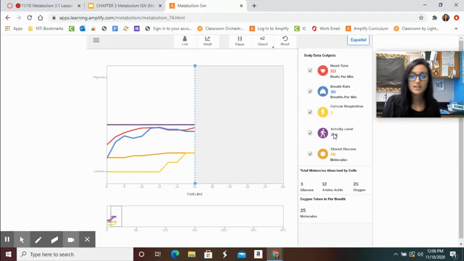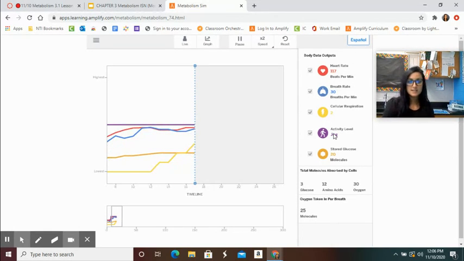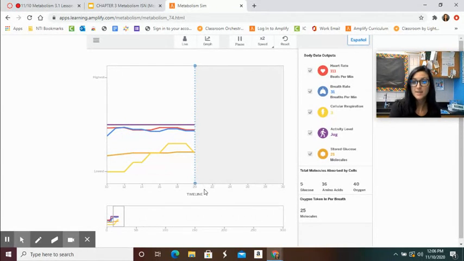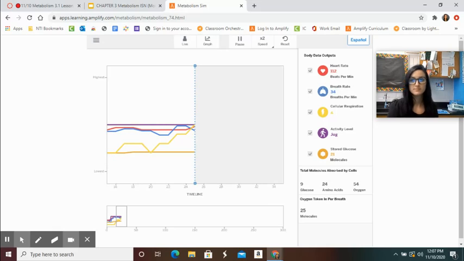So they are jogging, and I am waiting until they stop. And I have my timeline down here to show me right here what time they stop jogging. We're still jogging.